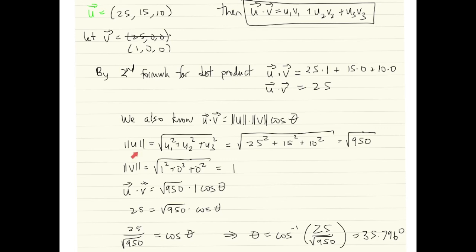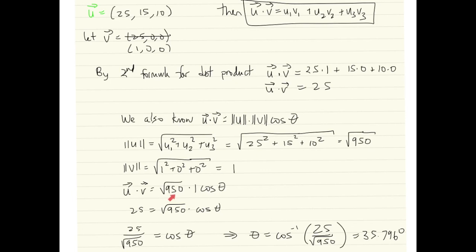Well, first we have to compute the norm of u. Here's what u is. The norm is you take the square of each component, add that all up. So 25 squared, 15 squared, 10 squared, add that all up to 950, and then take the square root. Similarly, for the norm of v, that's a little bit easier, and we just get 1. And so now plugging everything into this formula here, we know from earlier that u dot v is 25.